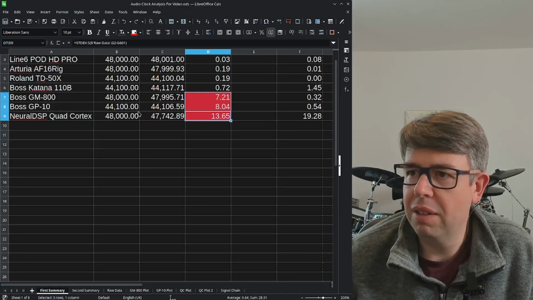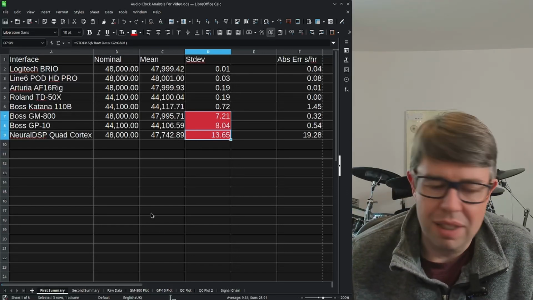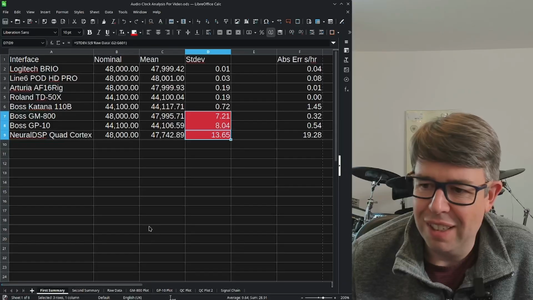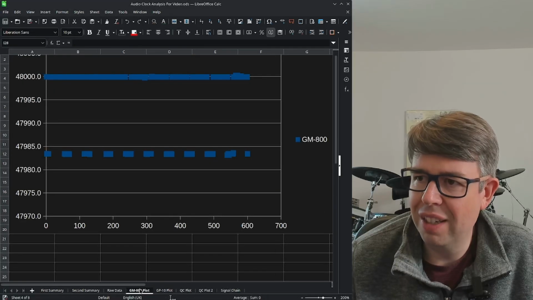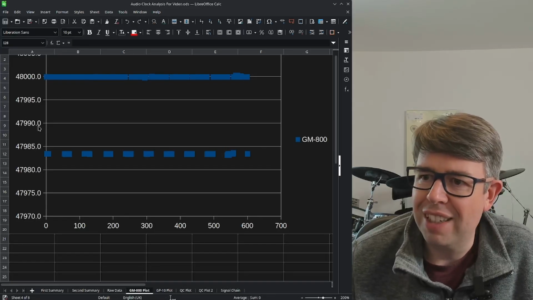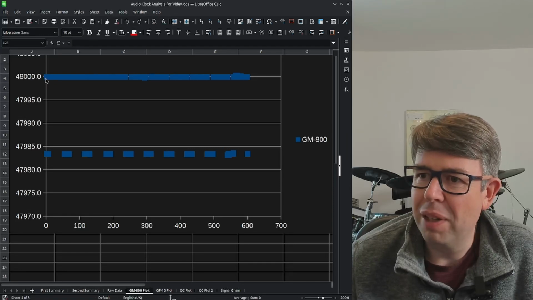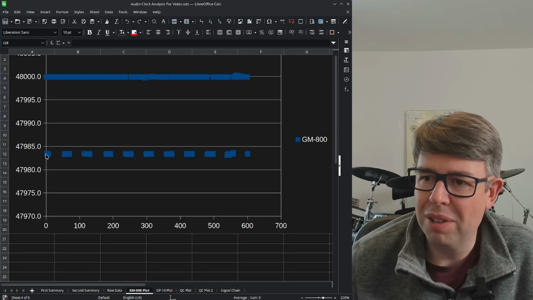Obviously, mean and standard deviation are aggregate statistics. At this point, I want to look at some of the actual underlying data. I did this by just staring at the numbers because it was so obvious, but I'm going to show you it in graph form. So here is what I saw doing a scatter plot for the data from the GM800, which is a synthesizer. Pretty clearly, it's got two modes of operation. Sometimes it will pick to operate at nearly exactly 48K, and sometimes it will pick to operate at 47,983, and these are in a ratio of about 75% this one and 25% this one.